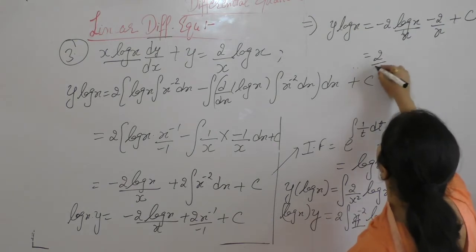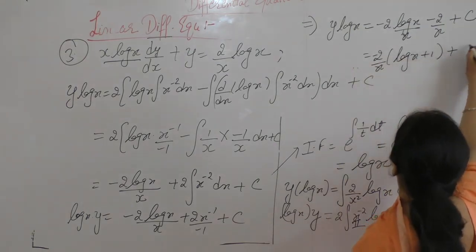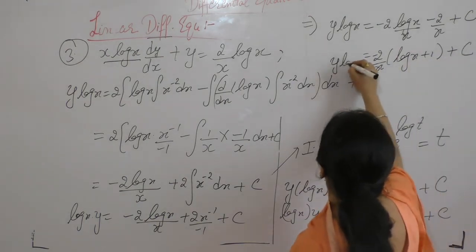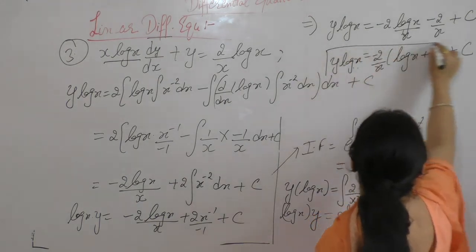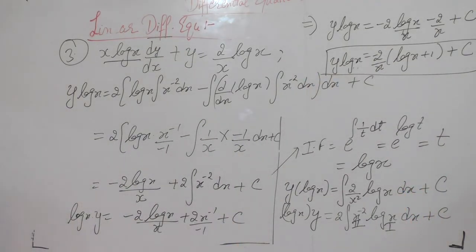Take 2 by x common. Log of x plus 1 plus c. y log of x is equal to minus 2 by x times log of x plus 1 plus c.